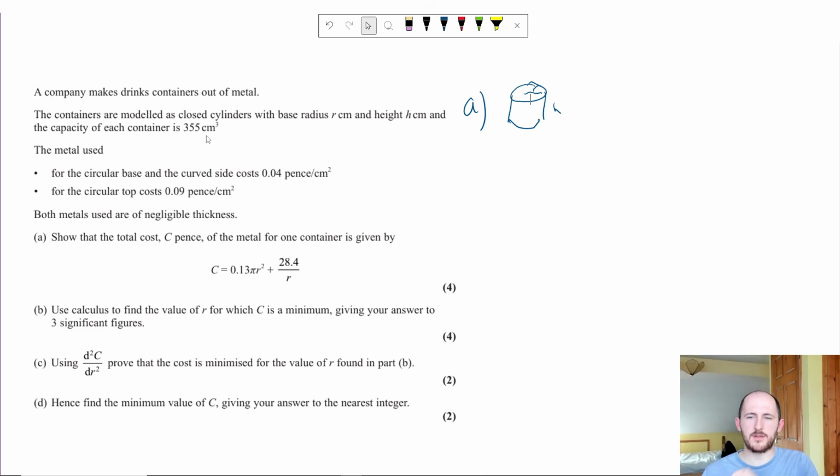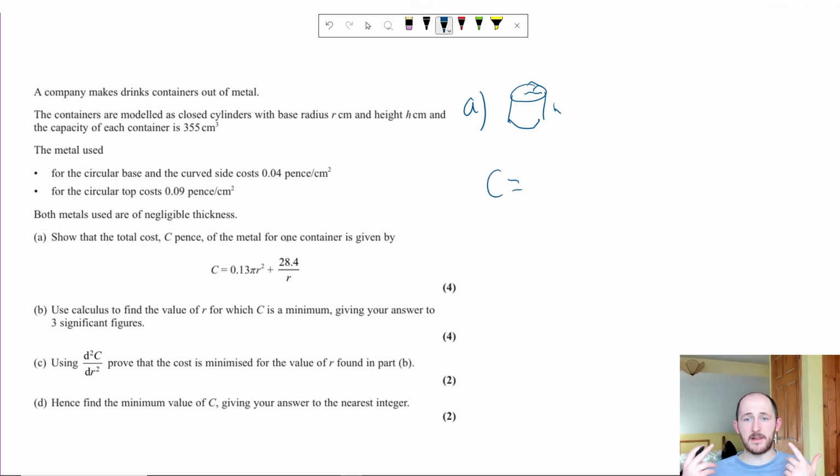The capacity is 355 cubic centimeters. However, the metal used for the circular base and the curved side is 0.04 pence per square centimeter, and the circular top is 0.09 pence per square centimeter. Both metals are of negligible thickness, so they don't affect the capacity is the idea there. Show that the total cost of the metal is given by that. Cool. Let's work out an expression.